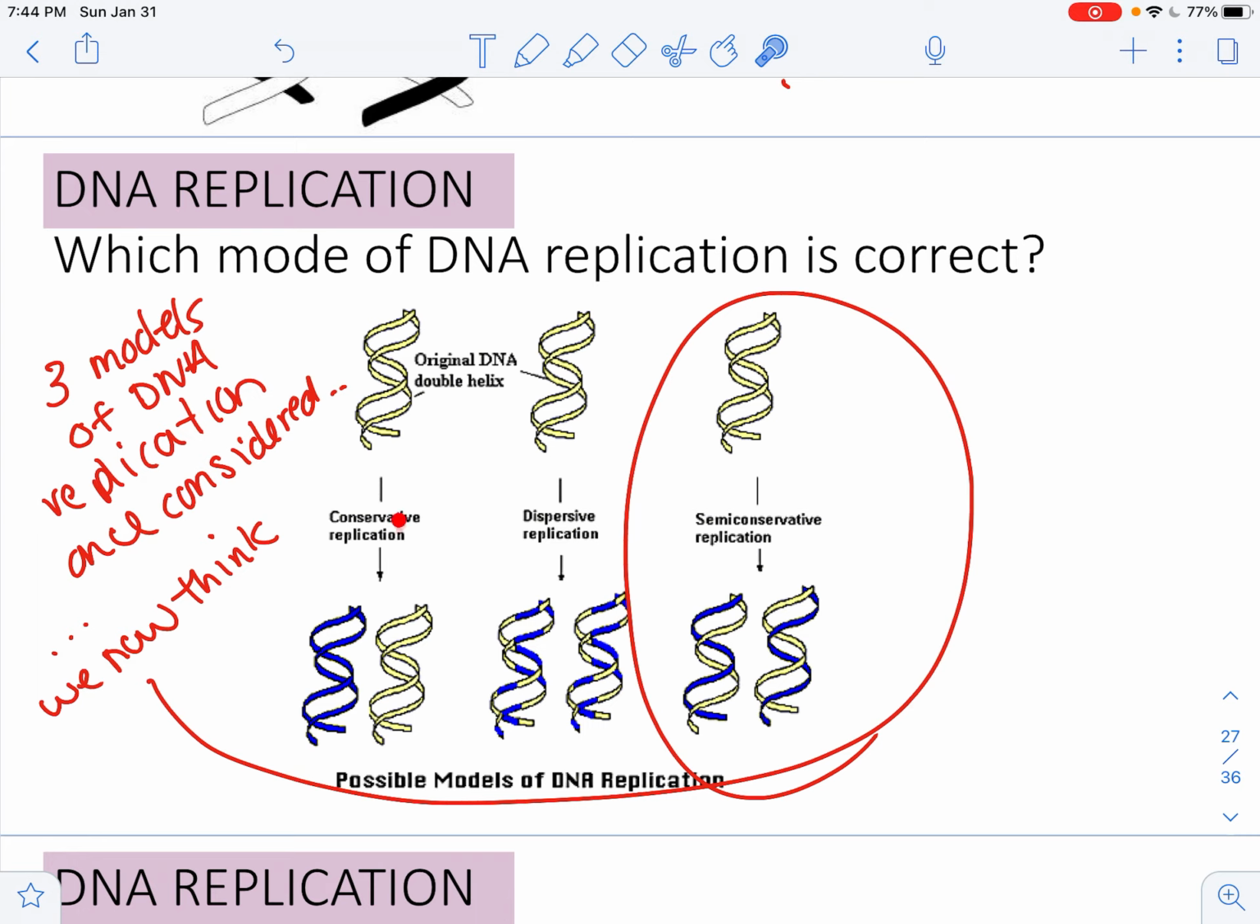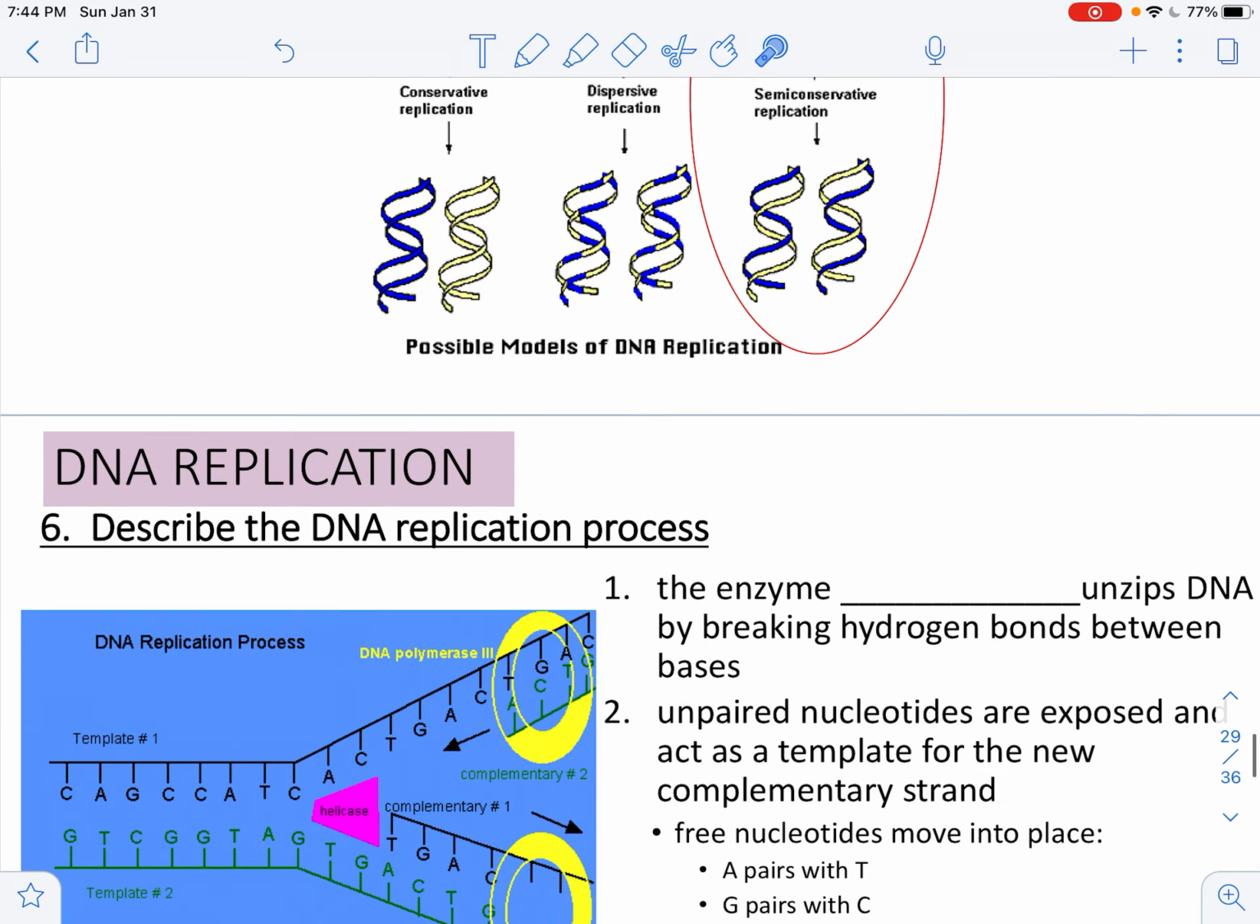These other methods: conservative was a model at one time where maybe somehow both original strands would end up together and both new strands would end up together. I can't think of how that would happen, but it doesn't happen that way, so it doesn't matter. And dispersive was the other model, where maybe somehow each strand ends up with pieces of old and new. Again, those would be difficult to figure out the mechanism of, and we don't believe it happens that way anyway. So just know this term, semi-conservative, and be able to pick this picture out as the correct model.